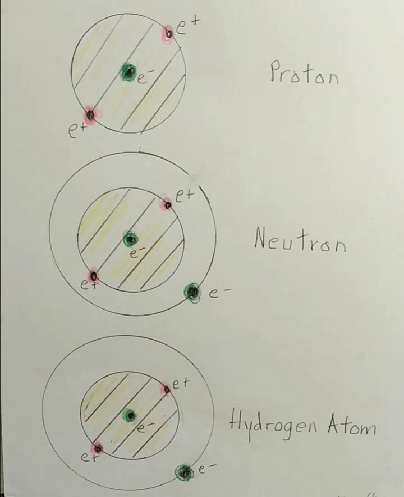Deuterium, 1 proton, 1 neutron, 1 electron, total charge 0. Deuteron, the nucleus of deuterium, 1 proton, 1 neutron, total charge plus 1. Helium, 2 protons, 2 neutrons, 2 electrons, total charge 0. Alpha particle, the helium nucleus, equals 2 protons, 2 neutrons, total charge plus 2.